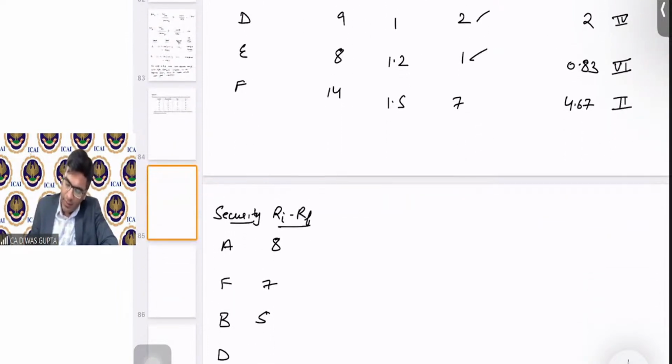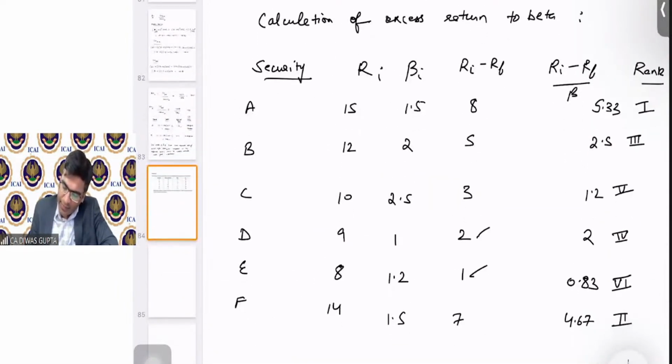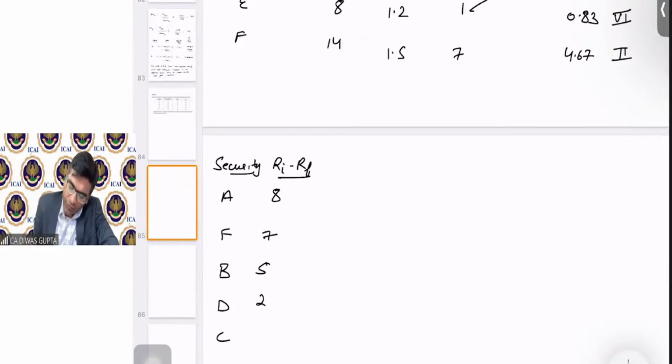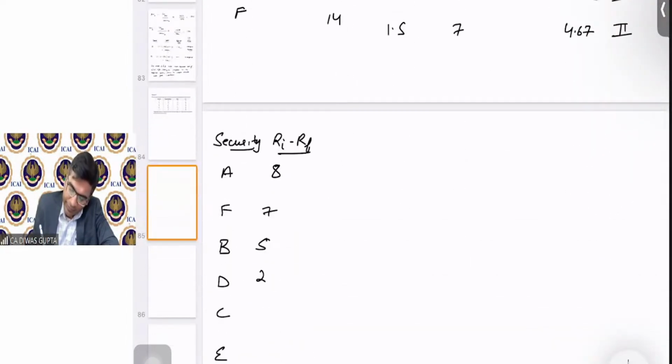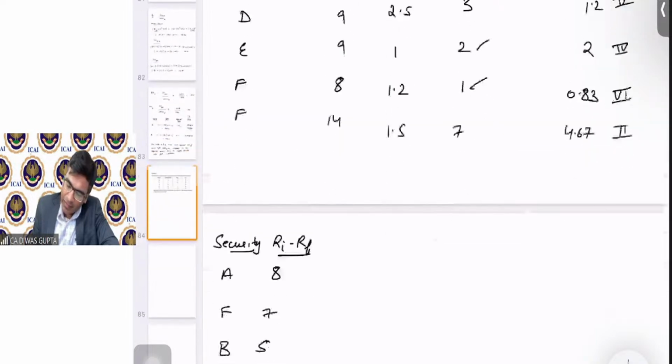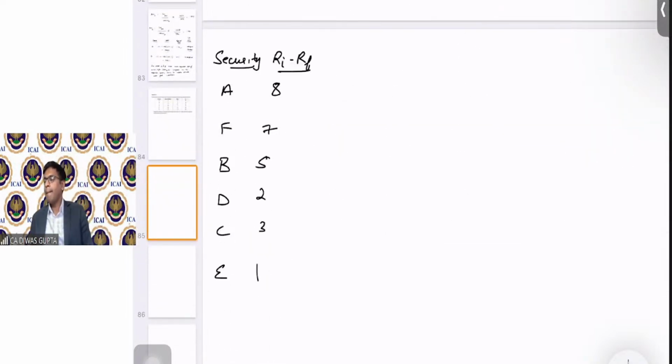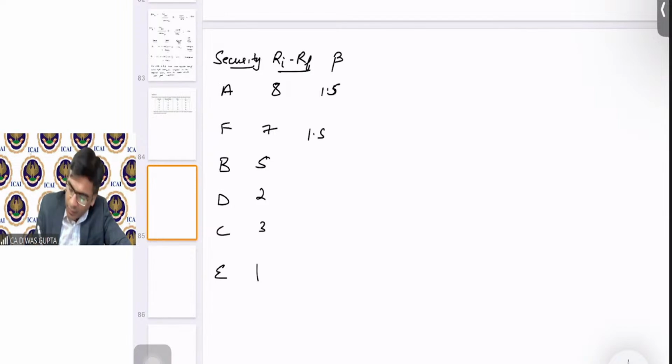8, 7, 5. Then D, RI minus RF is actually 2. For C, it is 3. And lastly, E, it is, I think, 1. So 8, 7, 5, 2, 3, 1. Okay. Then beta. Now, beta also we have to put for that respective security. 1.5, 1.5, 2, 1. 2.5 is for C, and for E, it is 1.2.